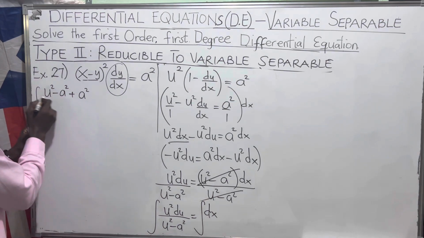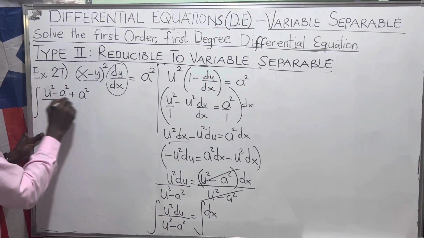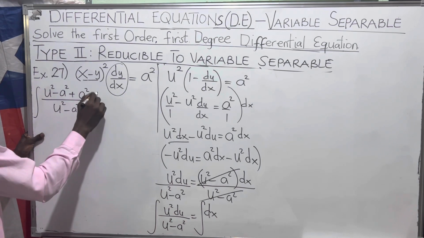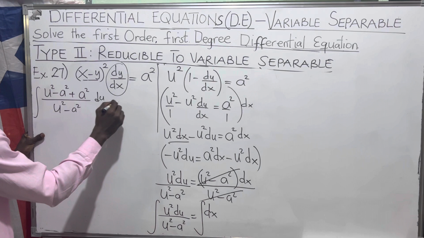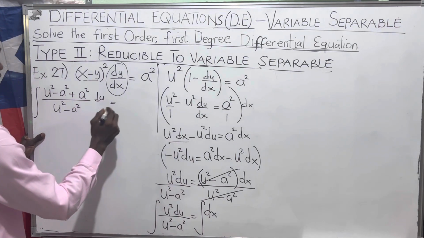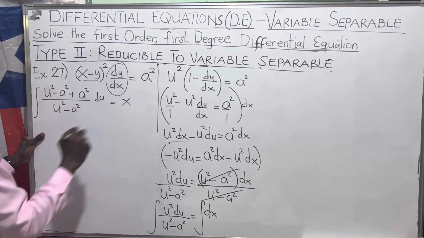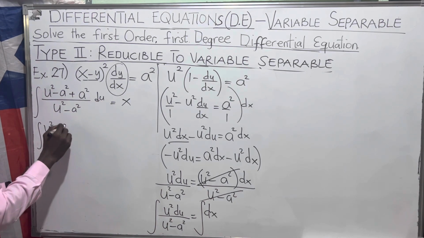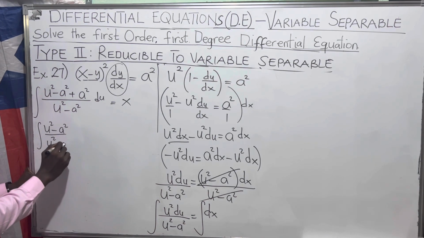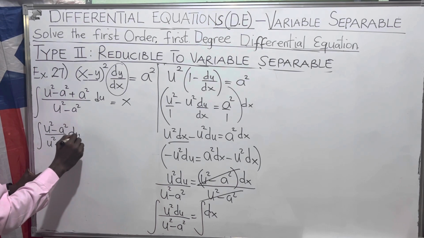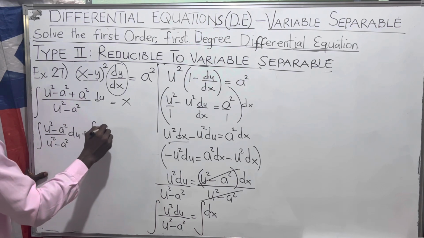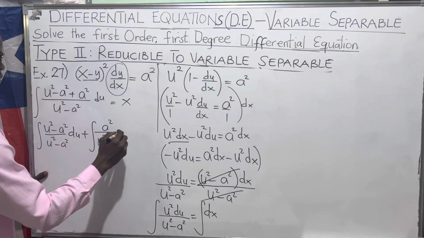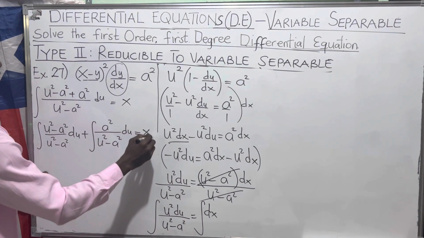It's still u squared. It means nothing. Divided by u squared minus a squared, du equals the integral of dx, which is just x. So this now we can open up: the integral of u squared minus a squared over u squared minus a squared du, plus the integral of a squared over u squared minus a squared du, equals x.